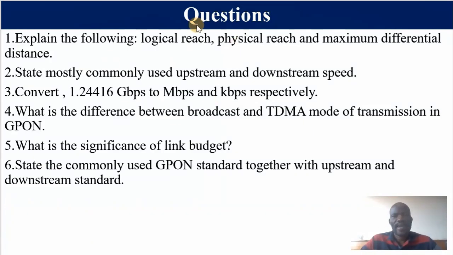This is our last slide insofar as our second presentation on GPON technology is concerned. Go through the questions, and if you face any challenges, you can get in touch with me on my Gmail. And logical reach, physical reach, maximum differential reach. Logical reach, we don't consider losses. Physical reach considers losses. The difference between this and this gives differential reach. State the most commonly used upstream and downstream speeds. And to test your understanding of engineering notation of stating values, convert 1.24416 gigabits per second to megabits per second and kilobits per second respectively.